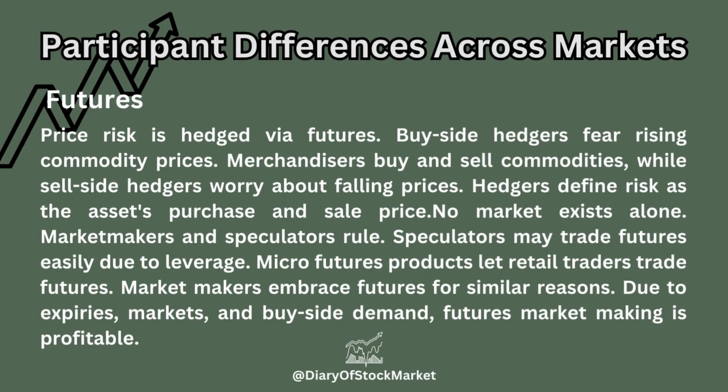Price risk is hedged via futures. Buy-side hedgers fear rising commodity prices. Merchandisers buy and sell commodities, while sell-side hedgers worry about falling prices. Hedgers define risk as the asset's purchase and sale price. No market exists alone. Market makers and speculators rule.